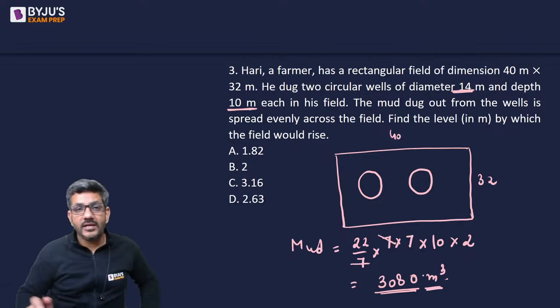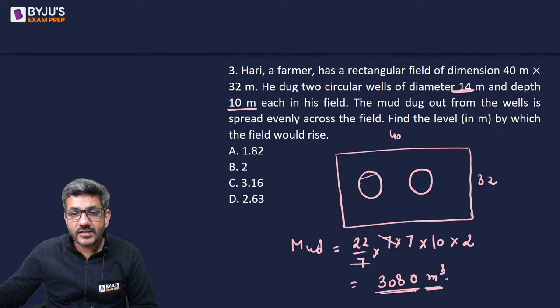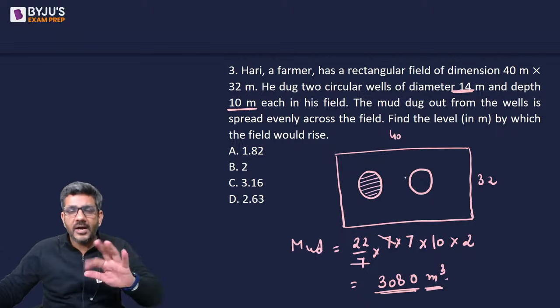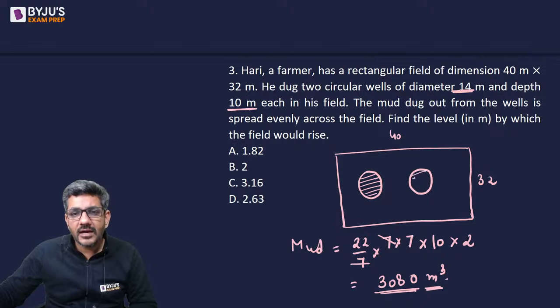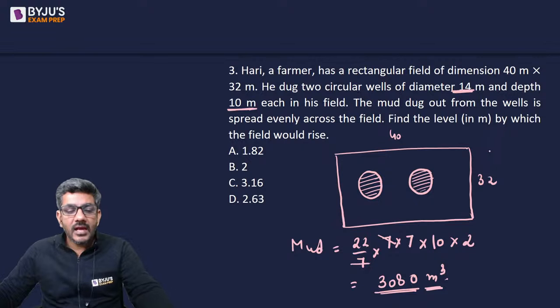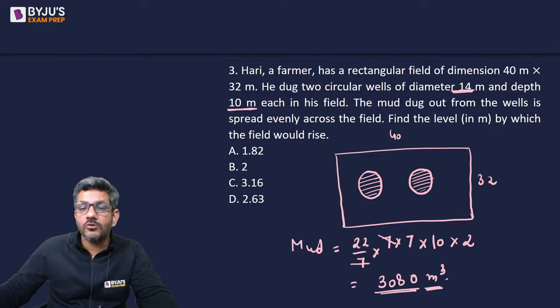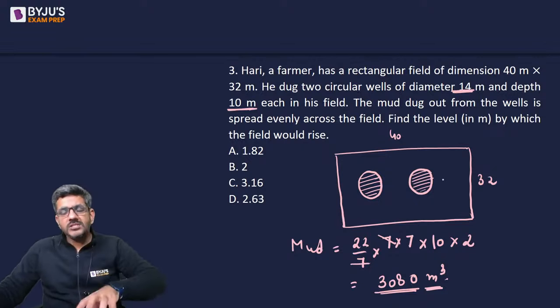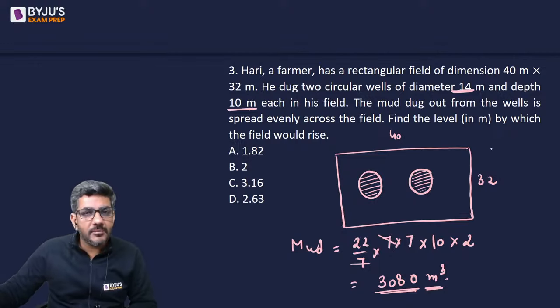I hope you all are clear about this. The area of the circle is pi r square. Depth is 10. So it's kind of a cylinder. Pi r square h, we have taken out its volume. This is also pi r square h. So we have taken out the volume of this as well. And that comes out to be 3080. Now this mud is to be evenly spread on the remaining area.